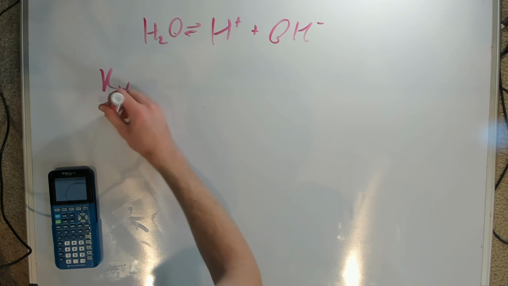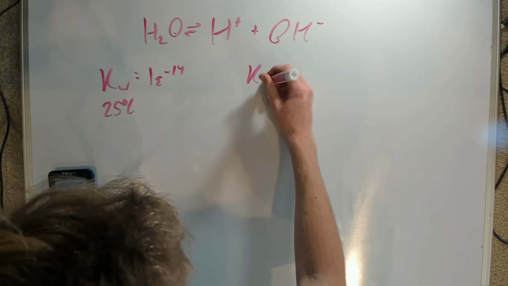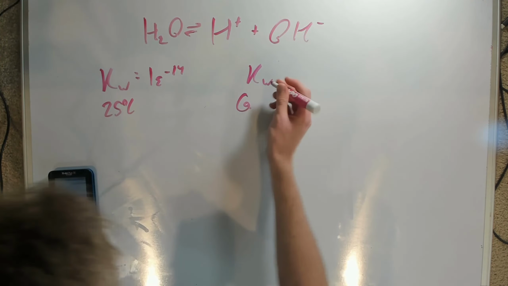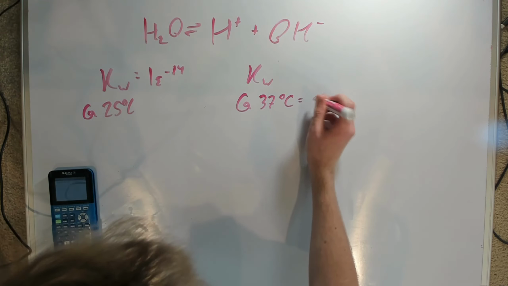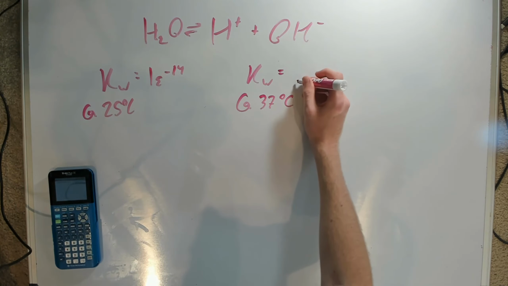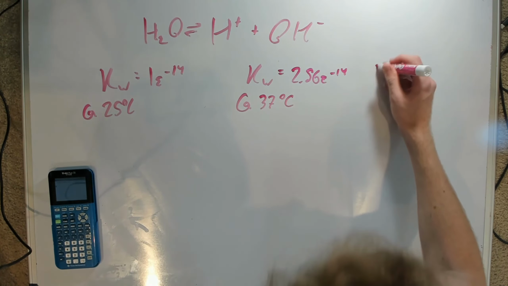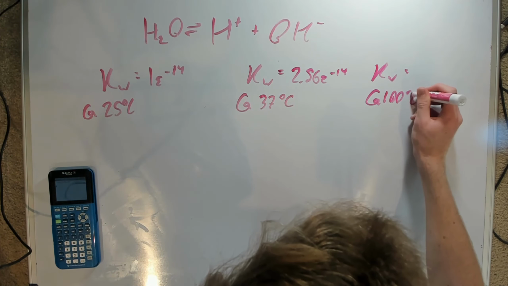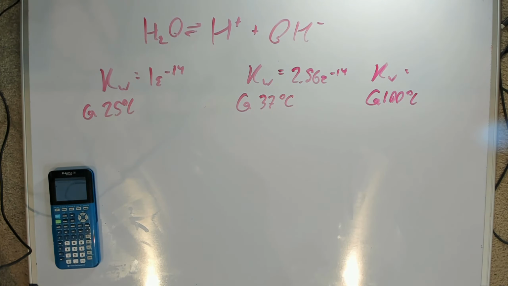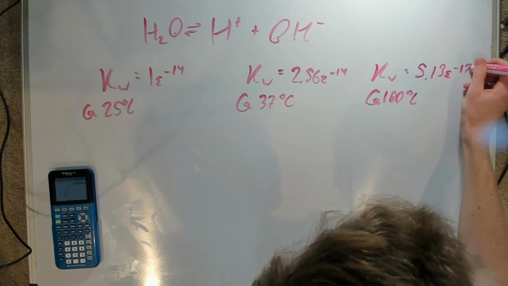So KW at 25 degrees Celsius is equal to 1 e to the negative 14th. KW at 37 degrees Celsius is equal to 2.56 e to the negative 14th. And then here's one more, just so that we can do it. This would be at 100 degrees Celsius. Don't ask how you have liquid water at 100 degrees Celsius. KW is equal to 5.13 times 10 to the negative 13.